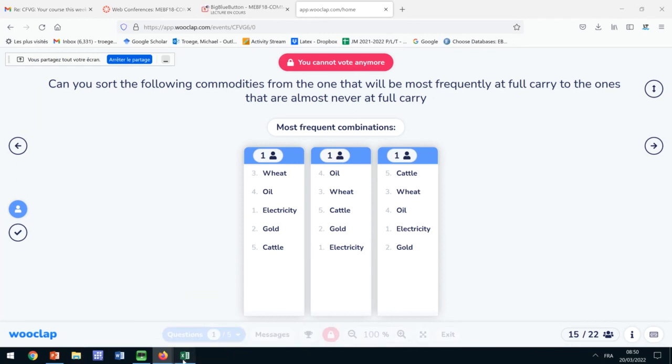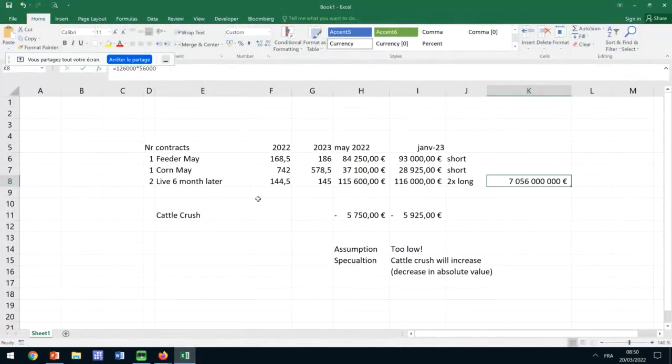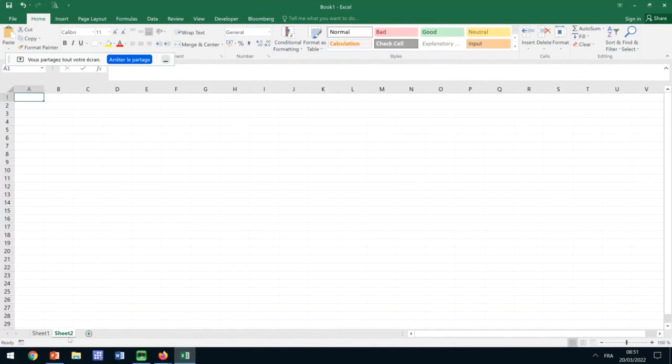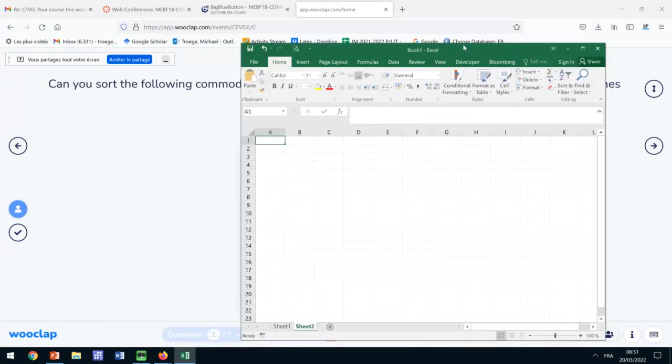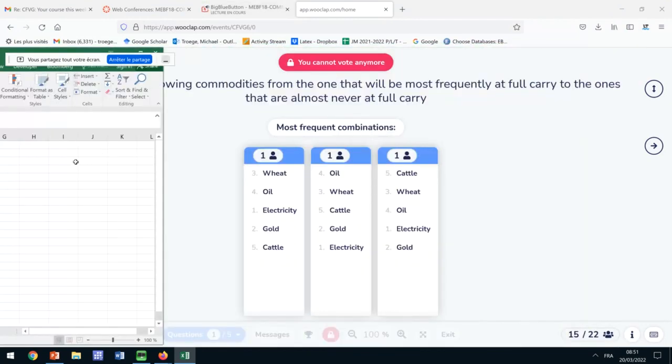I should maybe write this down somewhere, so let me open Excel. Okay, so gold is on the top, and then we have five. We have electricity.